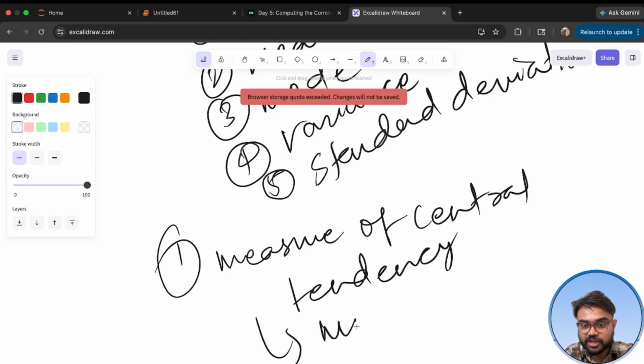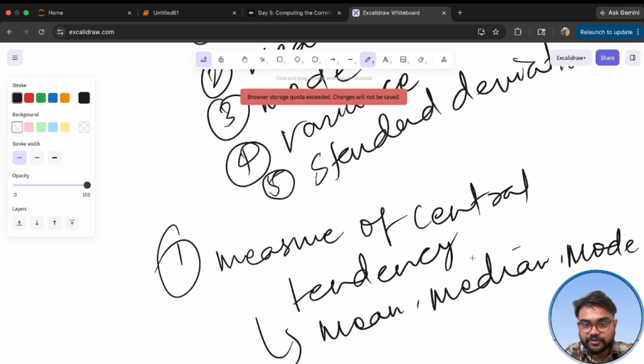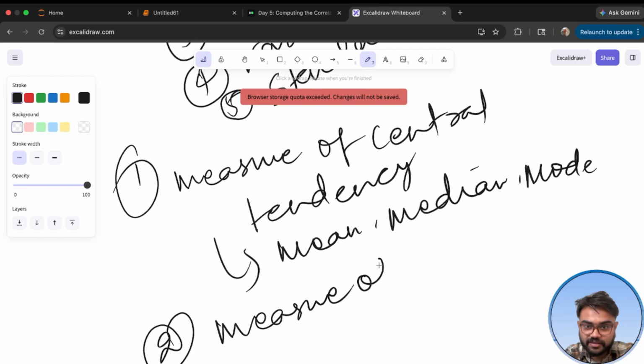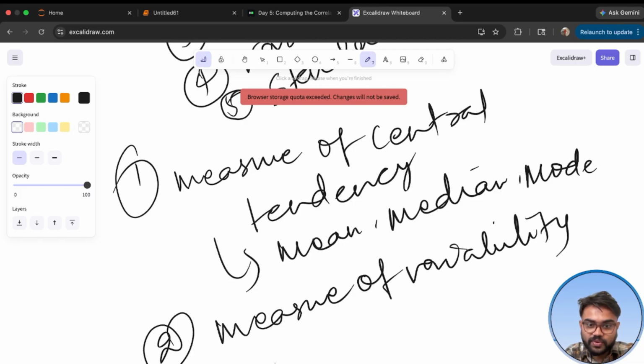Inside this, we are going to talk about the mean, median, and mode. Three things we are going to talk about inside the measure of central tendency. Second one is the measure of variability. So what is measure of variability?